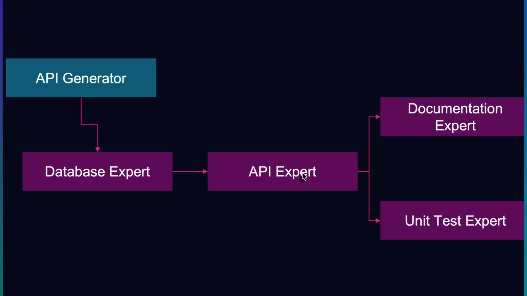Instead of continuing sequentially, the API generator agent now triggers parallel subagents: a document expert to generate documentation, and a unit test expert to create test coverage. This is where subagents really shine, enabling parallel execution of independent responsibilities, all coordinated within a single workflow or single orchestrator agent. Let us see this in action.